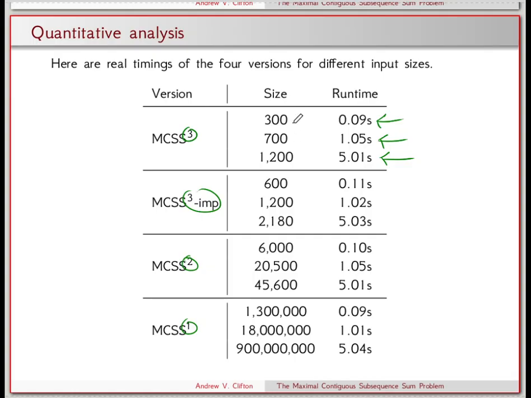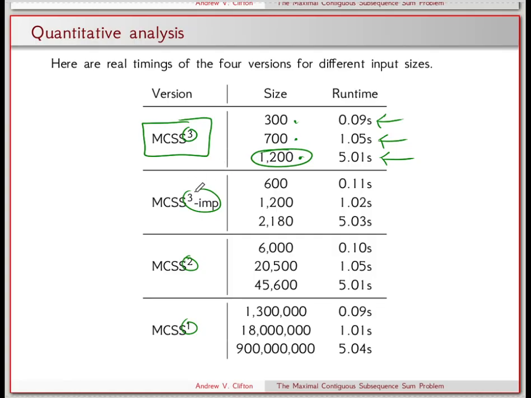We can process 700 elements in 1 second, and we can process 1,200 elements in 5 seconds here, right? 5 seconds is about the longest that I'm willing to wait for an example program to run. So that's where I capped out. So, the original version, we can practically use it on vectors up to 1,200 elements.